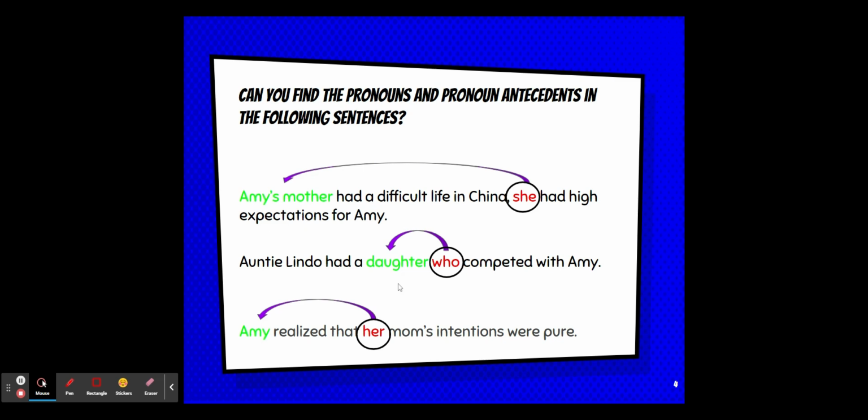Auntie Lindo had a daughter who competed with Amy. Who is the pronoun. Daughter is the antecedent, because the who is referring to daughter. And finally, Amy realized that her mom's intentions were pure. Her is the pronoun. Amy is the antecedent, because her is replacing Amy within the sentence.